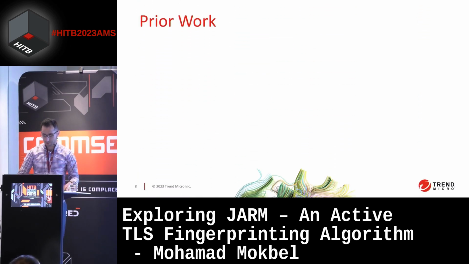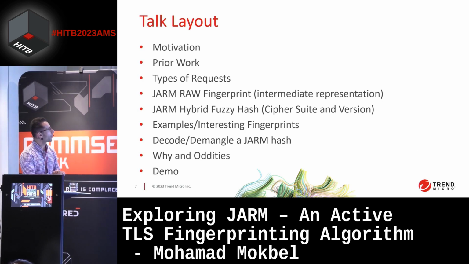Prior work, we'll talk about what others have done with this algorithm, and then the types of requests, what each of those requests represent, and the JARM raw fingerprint, which I call an intermediate representation before you get the final hash, and the hybrid fuzzy hashing part of the algorithm, which includes just the cipher suite and the version, and then some examples and interesting fingerprints. And of course, how to decode, demangle a JARM hash. After you get the hash, can you reverse some of this final hash back to its original state? Especially the fuzzy hash part, not the SHA-256 part, the list of extensions.